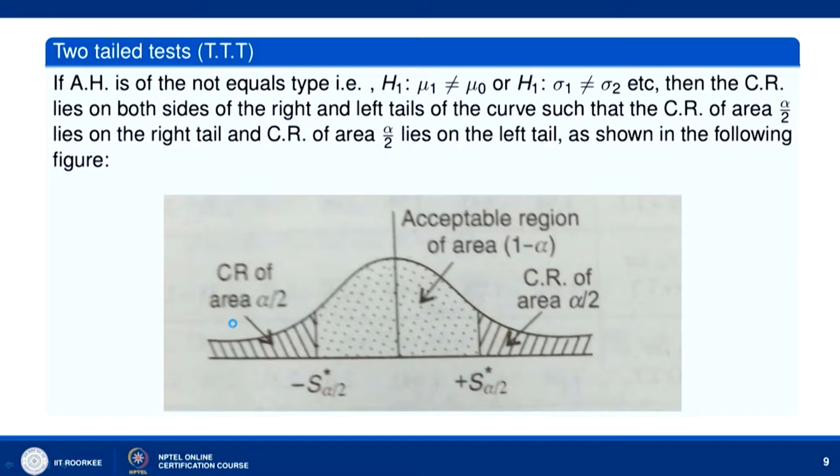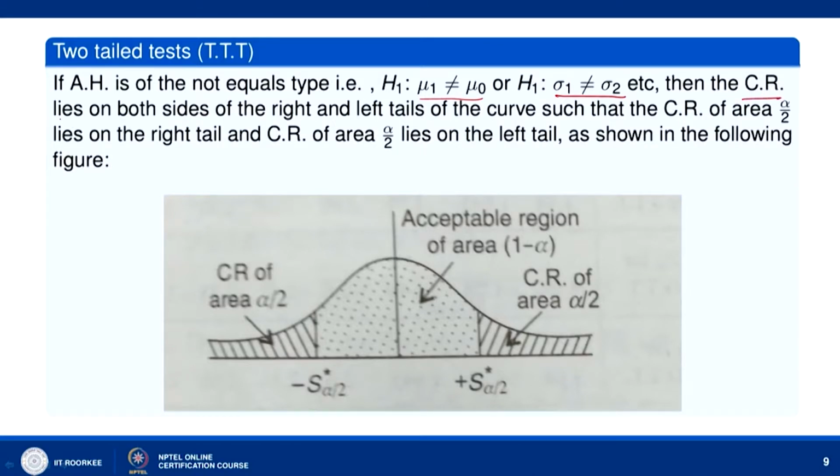S alpha star, which is decided from the level of significance alpha. Now, the two-tailed test: if H1 is of the not equals type, that is mu 1 is not equal to mu naught or sigma 1 is not equal to sigma 2. When mu 1 is not equal to mu naught, we will have to consider both the cases, mu 1 less than mu naught and mu 1 greater than mu naught. So there we have a two-tailed test.